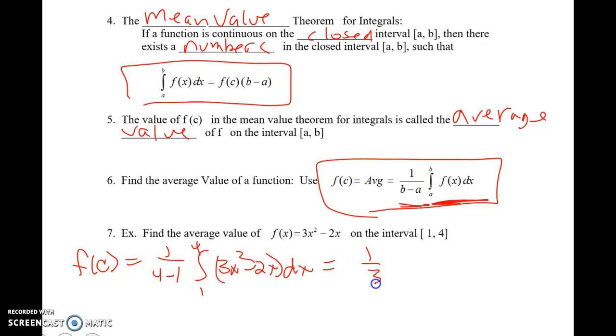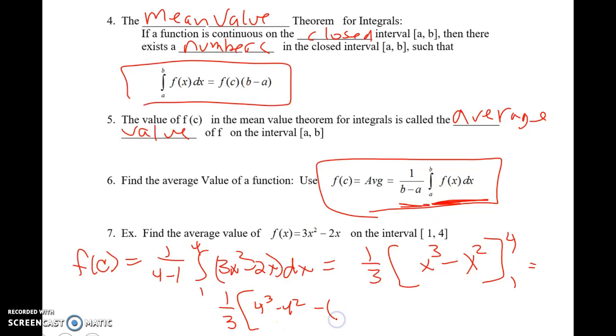So now let's compute this. The fraction will just be 1/3, and now let's do the integral. We're going to find the antiderivative of the function and evaluate from 1 to 4. So I'm keeping the 1/3 outside, plugging in 4. I get 4 cubed minus 4 squared, minus plug in 1: 1 cubed minus 1 squared. After evaluating the integral, I get a value of 48. So the area under the curve from 1 to 4 is 48 units. If you want to find the average across the 3 units, just divide by 3 or times it by 1/3 and get an average value of 16.